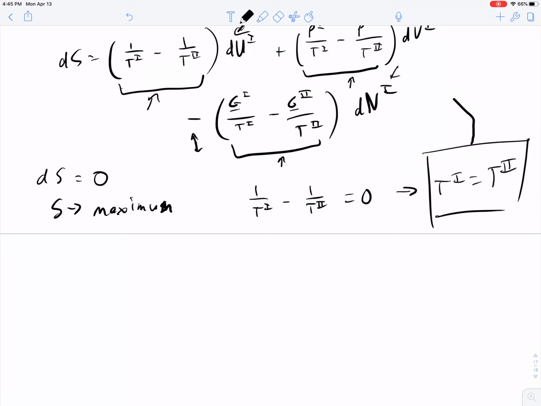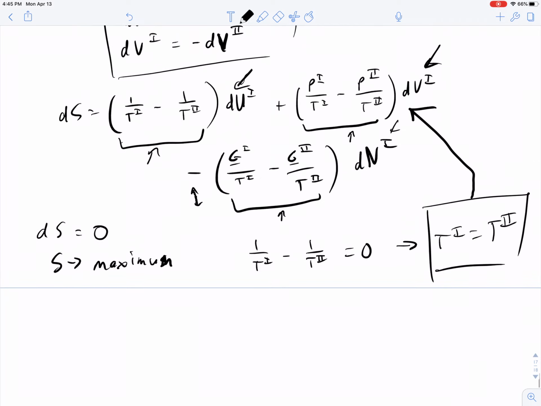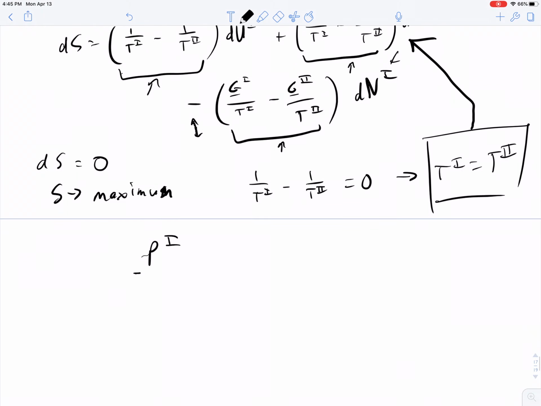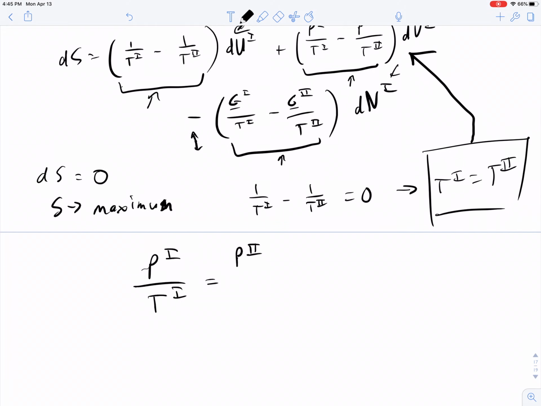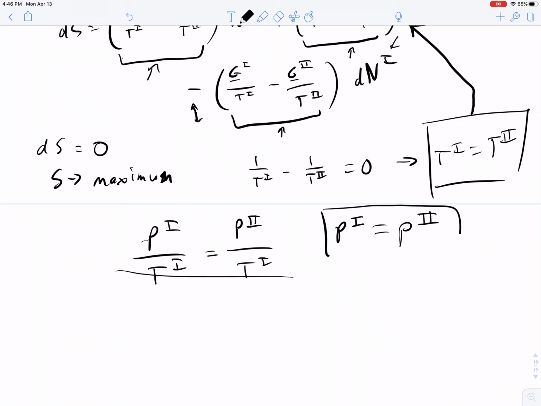Then if you use this one on this one, you'll find that P1 over T1 has to be equal to P2 over, we can make the substitution, T2, or just call it T1 since T1 equals T2. So then P1 has to be equal to the pressure in system 2. Also, this makes sense if you think about the system as closed. If there was one part of it that had more pressure than the other and there was free exchange, of course, your intuition says, well, that's not stable. It's going to change until the pressures are equal.